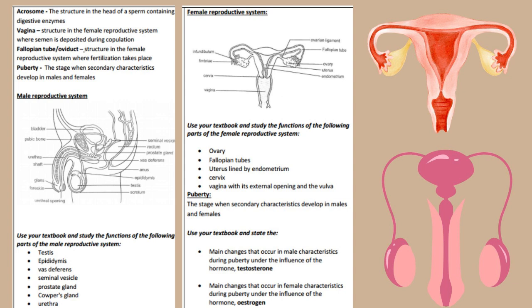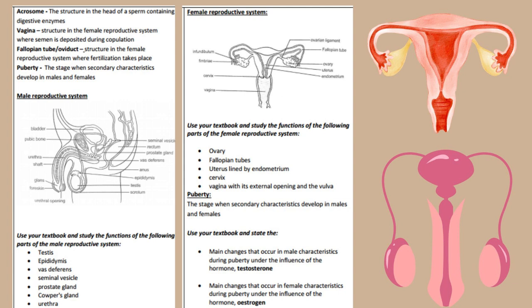Male reproductive system. Use your textbook and study the functions of the following parts of the male reproductive system. Testis, epididymis, vas deferens, seminal vesicle, prostate gland, Cowper's gland, urethra. Female reproductive system. Use your textbook and study the functions of the following parts of the female reproductive system. Ovary, fallopian tubes, uterus lined by endometrium, cervix, vagina with its external opening and the vulva.